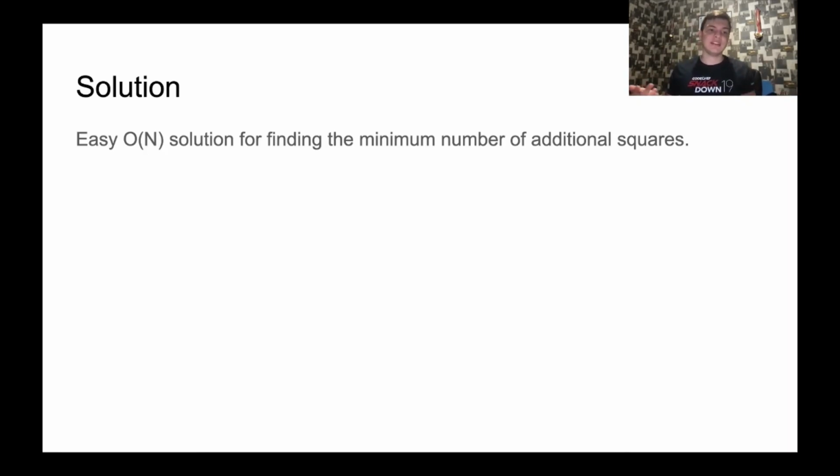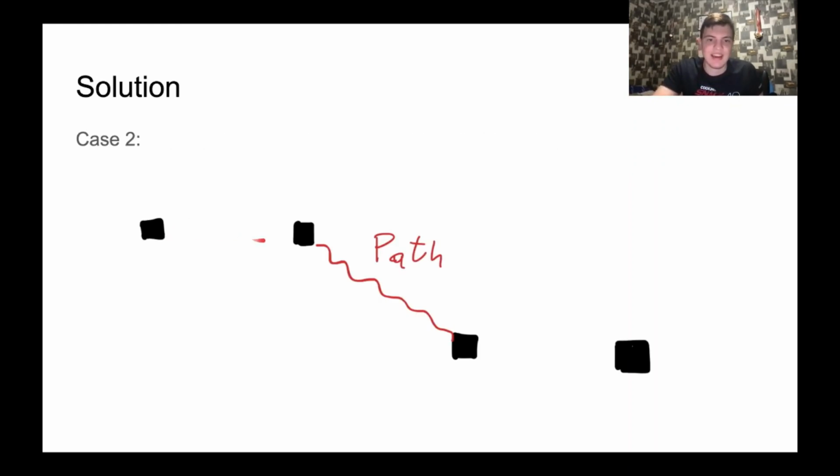And obviously you can compute this in linear time, depending on n. You can also do n log n. The constraints are relatively low, so this will also pass. But yeah, finding the number of additional squares is very easy. You just go through all of these cases.